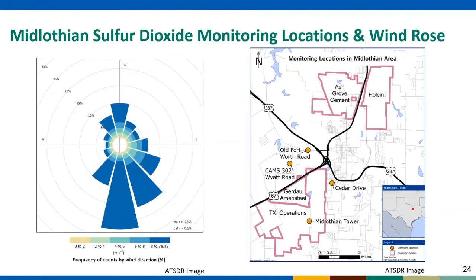We would consider this lack of air monitoring data a critical data gap because we have no sampling or monitoring SO2 data for areas north of Ash Grove. We conducted air modeling.